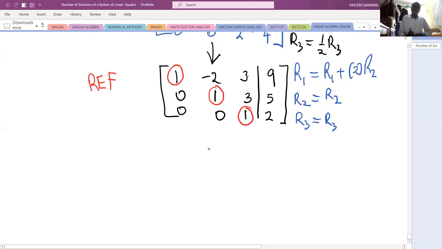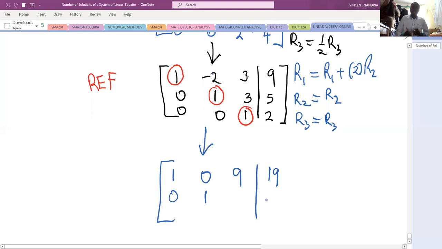That will give us 1, and then minus 2 plus 2 times 1, this is 0. 3 plus 2 times 3, that's 9. And then 9 plus 5 times 2 is 19. And then 0, 1, 3, 5; 0, 0, 1, and then 2. So that's what we have.